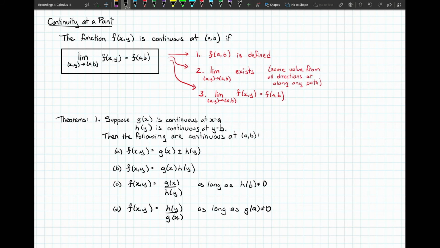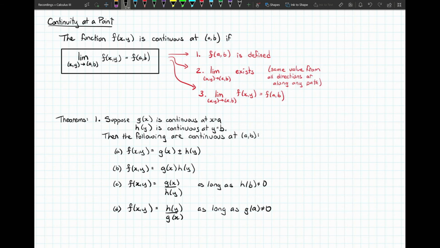G of x is continuous at x equals a, h of y is continuous at y equals b. Well, combining those two functions together will create a multivariable function, a function of two variables in this case, and this function is going to be continuous at the point (a, b). We can combine the two functions together with addition or subtraction, multiplication, or division.